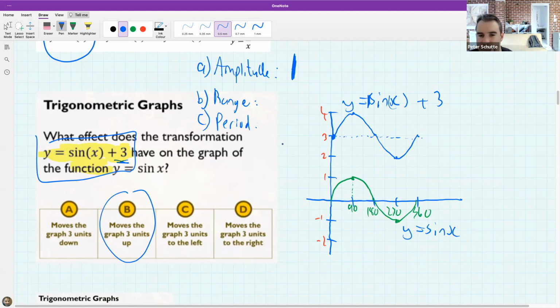Range is a bit more exciting. What's the range going to be? Aha. Now, probably the easiest way to write the range is in interval notation. So basically, it goes between 2 and 4. And you can see this. It's basically like if you took the old range, which was -1 to 1, and you added 3 to it, and you get 2 and 4. And the period of the graph is how long it takes to go completely up and down. And so in that case, the period of the graph is 360.